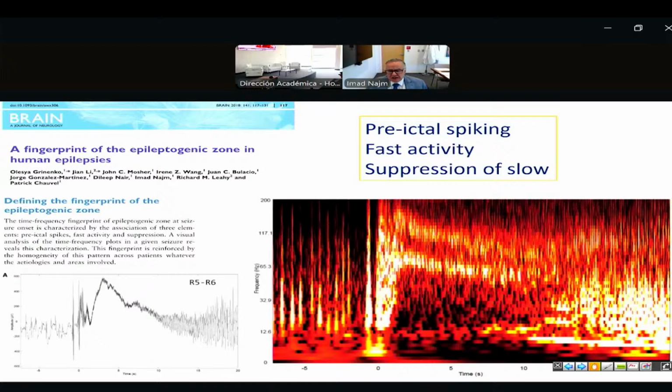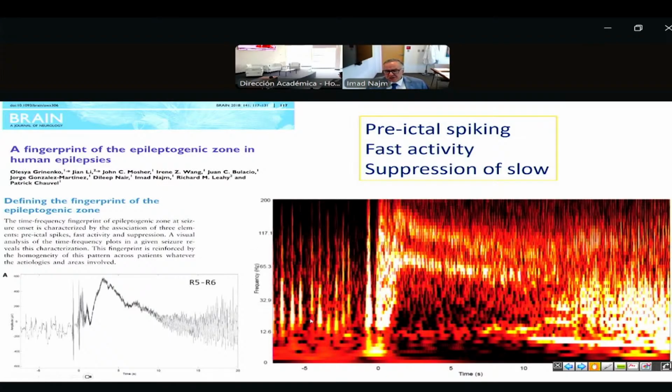Now, one way to analyze the EEG, and this is the role of what we call EEG post-processing, comes to mind. We talked a little bit yesterday about post-processing techniques, in particular those based on AI-based model development. But this is before AI. This is time frequency analysis. This is work that was led by Patrick Chauvel. What Patrick basically talked about here is pre-ictal spiking. This is the frequency, and this is the time of the seizure. That's why it's called time frequency analysis.